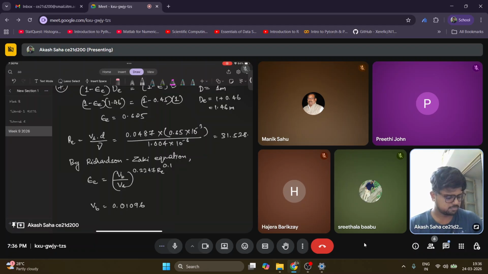0.01096 meter per second, or you can write 10.96 mm per second.